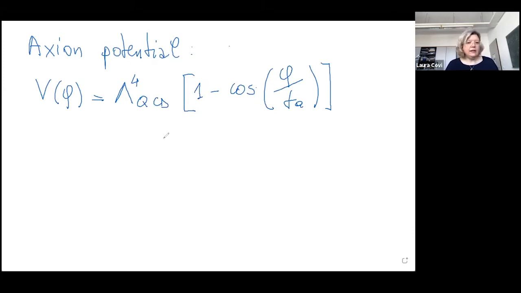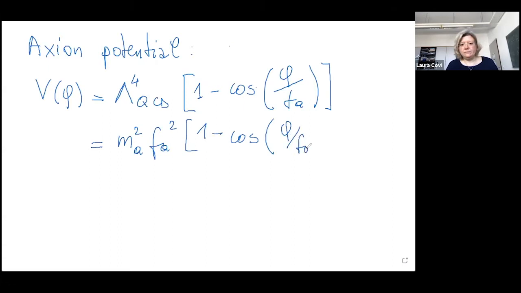So this expression you can write in a simpler way, forgetting about lambda QCD and using the mass of the axion. So this form is the usual m_a squared f_a squared (1 minus cosine). And this form is actually very nice. First of all, because you see immediately the mass of the axion. And if you expand the cosine, you find out that this is exactly the physical mass.